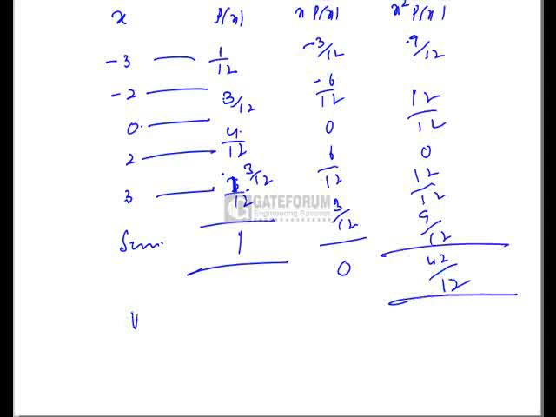Now, V of x is nothing but 3.5 minus 0, because the mean is nothing but 0, which is nothing but 3.5. So the option is C.